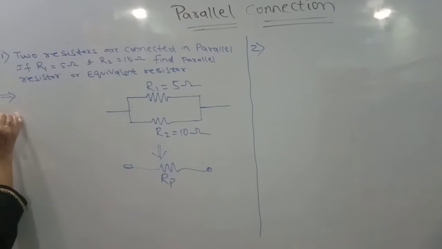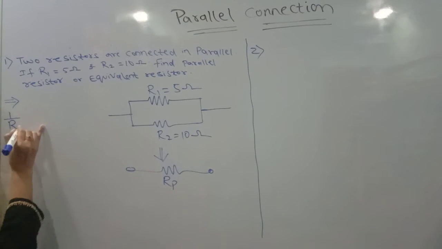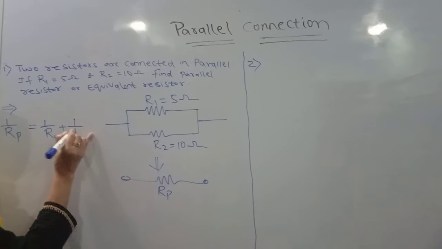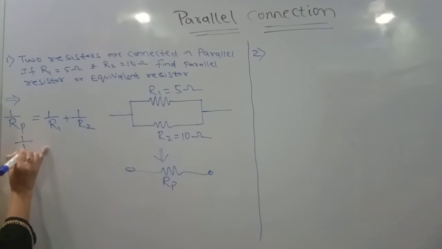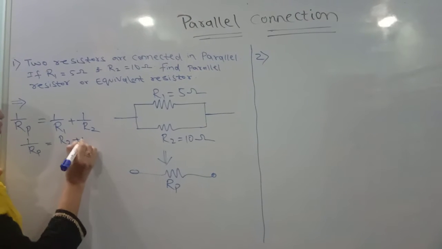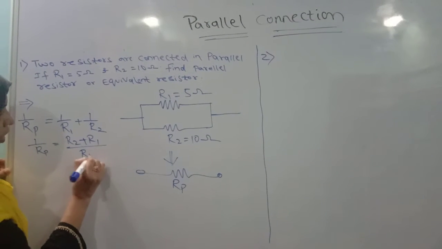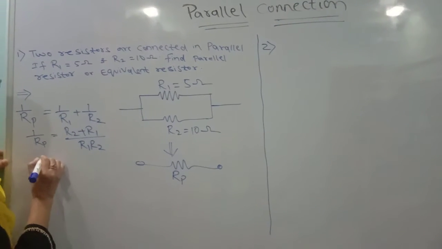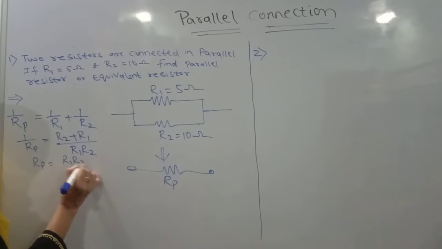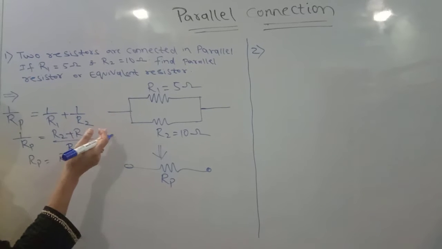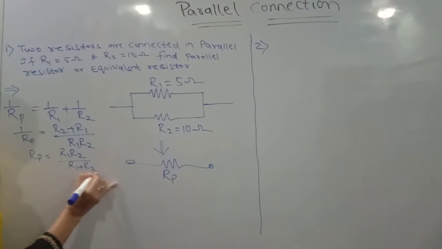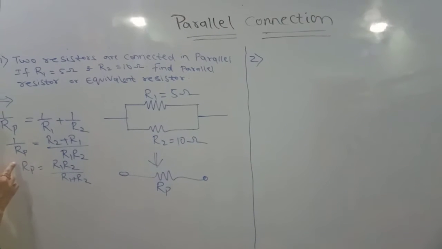We can simplify as follows: in parallel, 1 by RP is equal to 1 by R1 plus 1 by R2. Cross multiplying, 1 by RP equals R2 plus R1 divided by R1 into R2. So RP is equal to R1 R2 divided by R1 plus R2. The denominator goes to the numerator and the numerator goes to the denominator, because we are taking the reciprocal of 1 by RP.